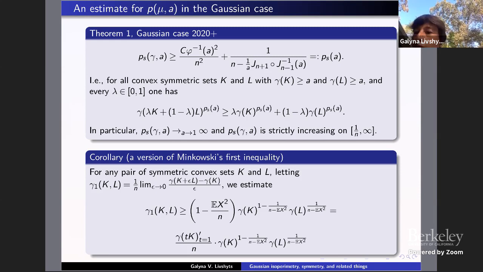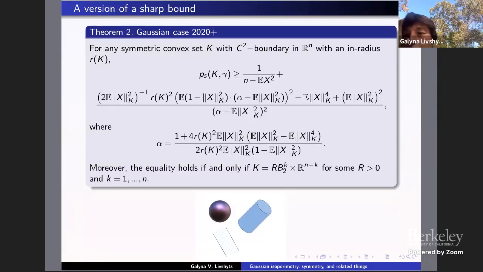Now, this is sort of the main thing that I wanted to mention. We can estimate the concavity power for a given convex body in terms of a pretty horrible expression that only depends on second moments of the random vector distributed with respect to the Gaussian measure restricted to K, and the K norms of that vector. It's horrible, I know, but the good thing about this is that the equality holds if and only if K is this round K cylinder.